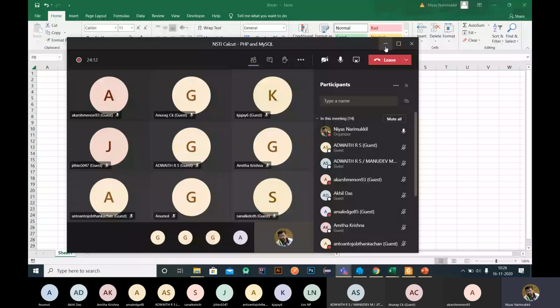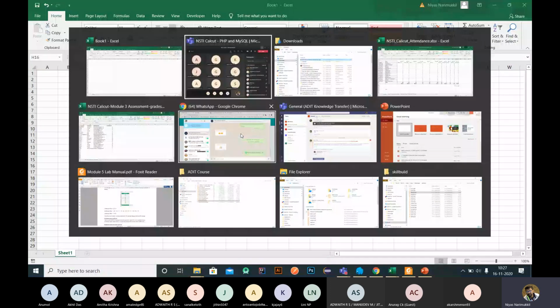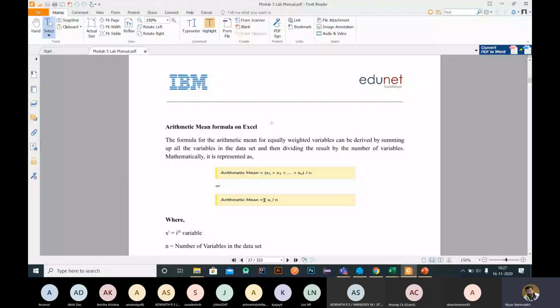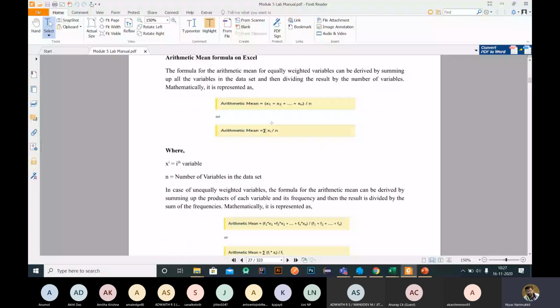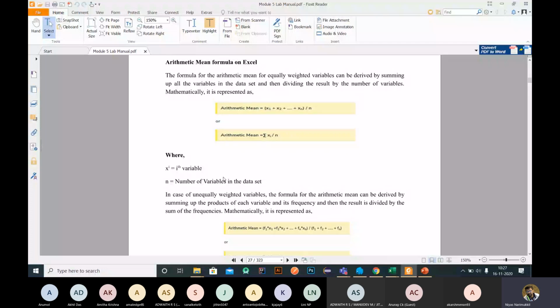So what is arithmetic mean? We have arithmetic mean, geometric mean, and harmonic mean. In the case of statistics, what we need to study, I will show. Arithmetic mean is nothing but, so we will discuss arithmetic mean. I hope all of you went through that video. So just a brief explanation.